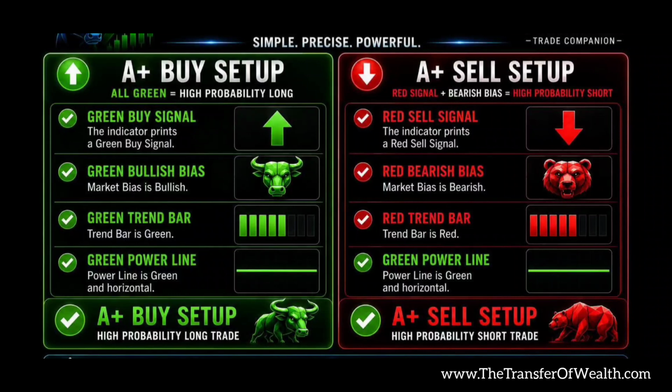For an A+ sell setup, what you're looking for is, you know, pretty much the opposite, minus one thing being identical. You're looking for a red sell signal. You're looking for a red bearish bias. You're looking for a red trend bar. And you're also looking for the green power line as well. That lets you know money is in the market. You want liquidity. You want to be able to get money out of the market at the right time, strategically, and rinse and repeat. This is an example of what an A+ setup is based on these four things being in position.